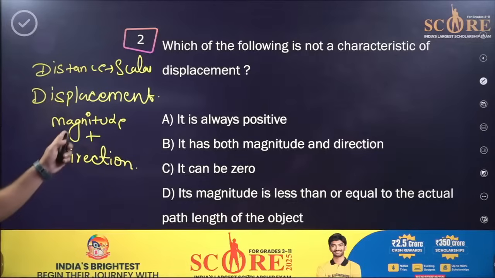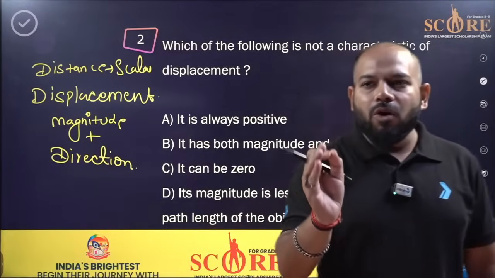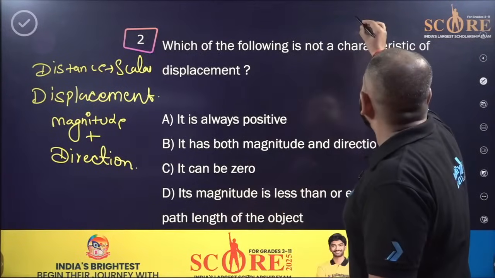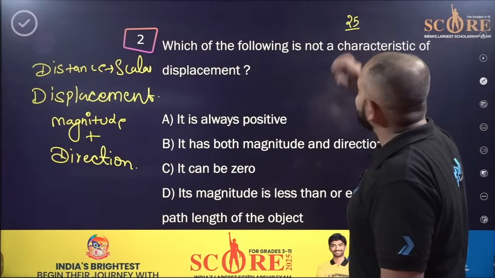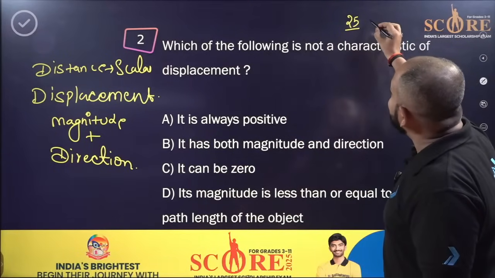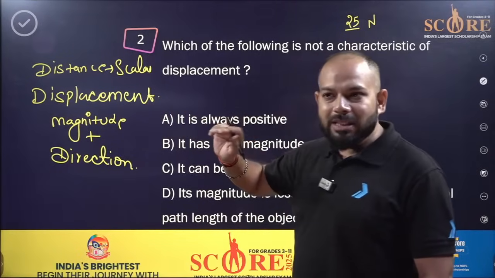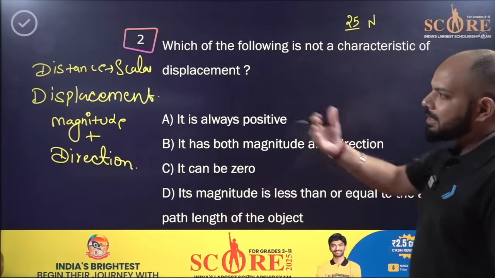So see guys, magnitude is something which has a numeral value. Like Ram walks 25 meters. Here this 25, this numeral value, is called the magnitude. And Ram walks 25 meters towards north. That gives you the direction, so it's a displacement. Basically we all know this part, just a recap.